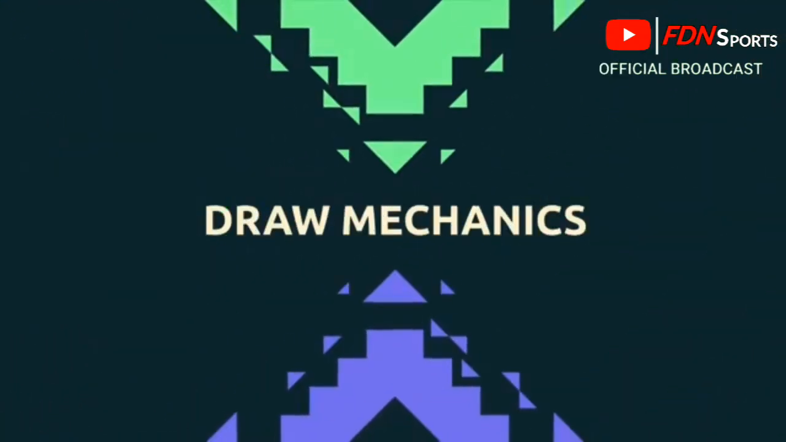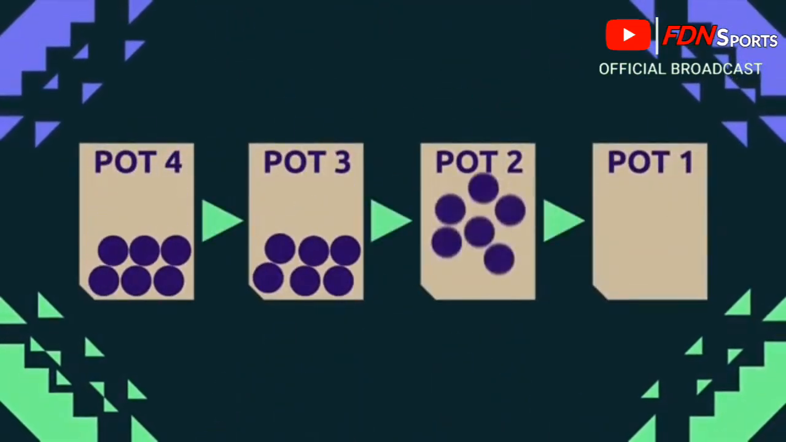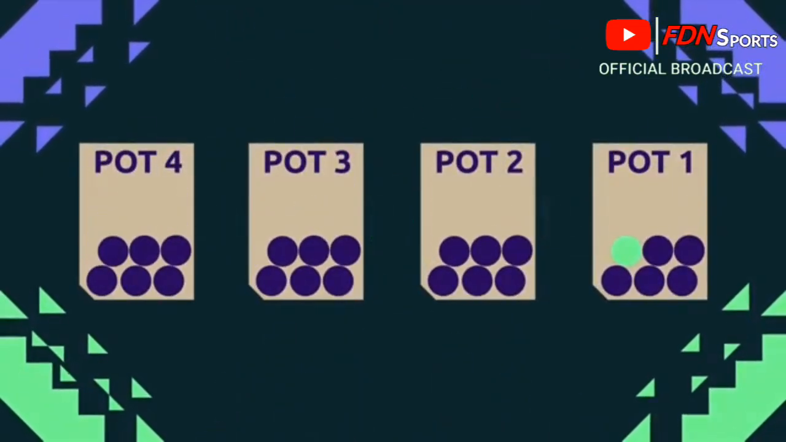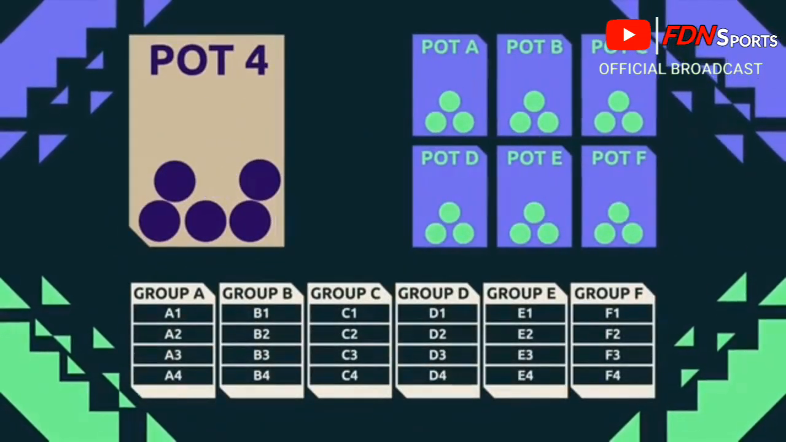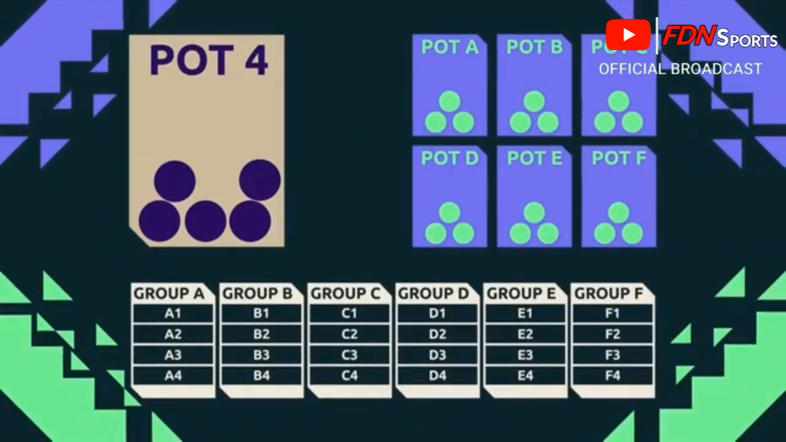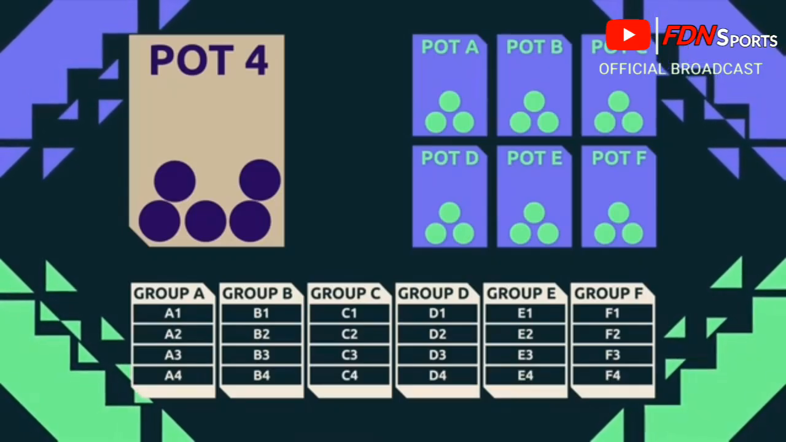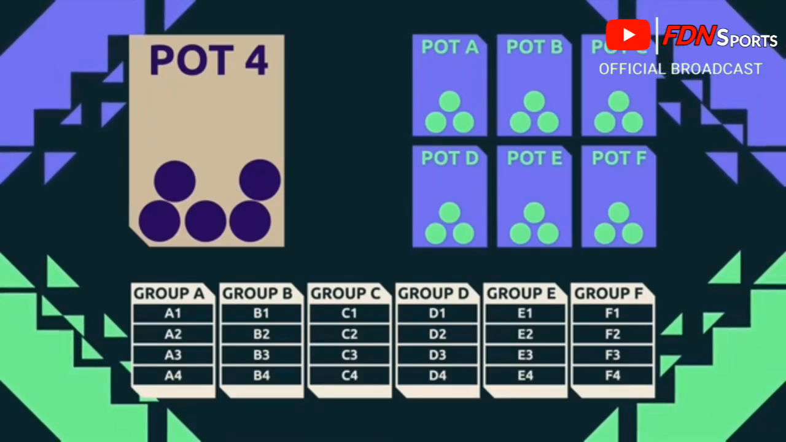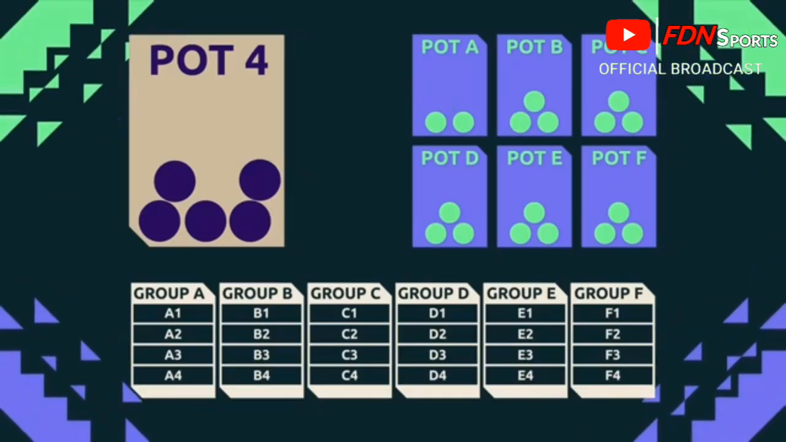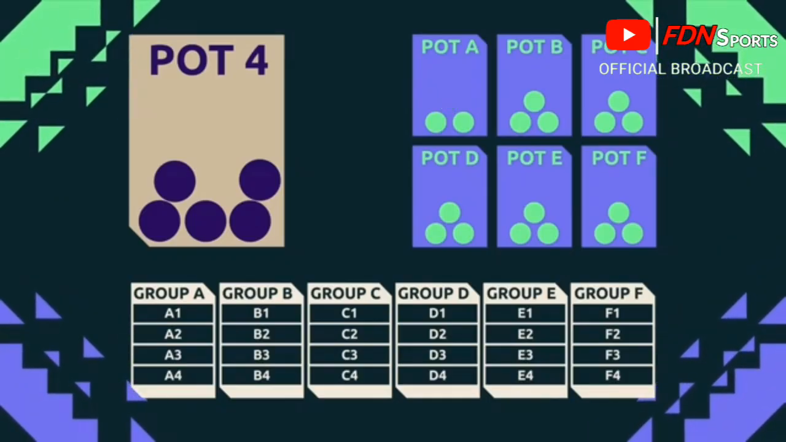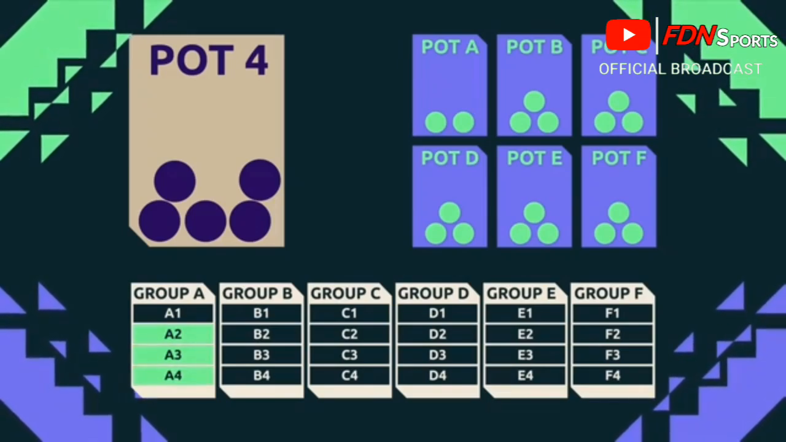Draw mechanics. The draw will take place in the following sequence. The draw will start with pot 4, from where a team is drawn and assigned to the first available group in alphabetical order. To determine the position of the drawn team, a ball is drawn from the position pot, that is pot A, to determine the position within the group, A2, A3, or A4.